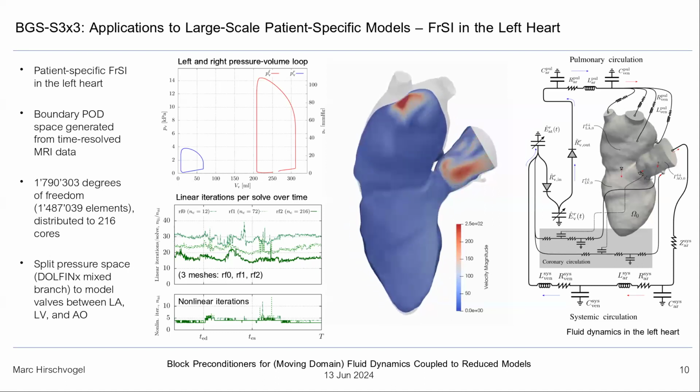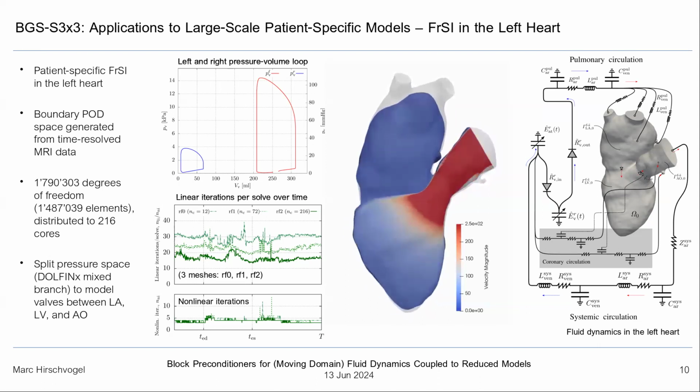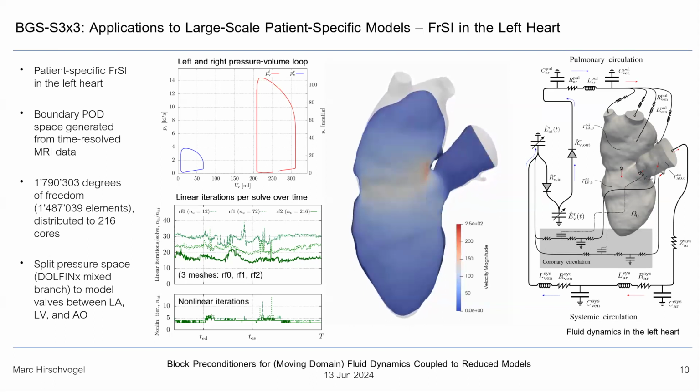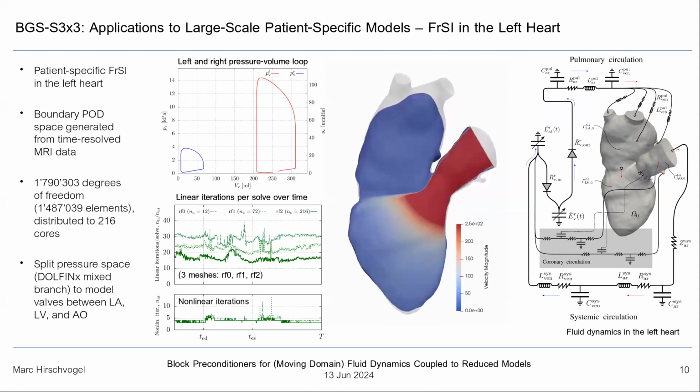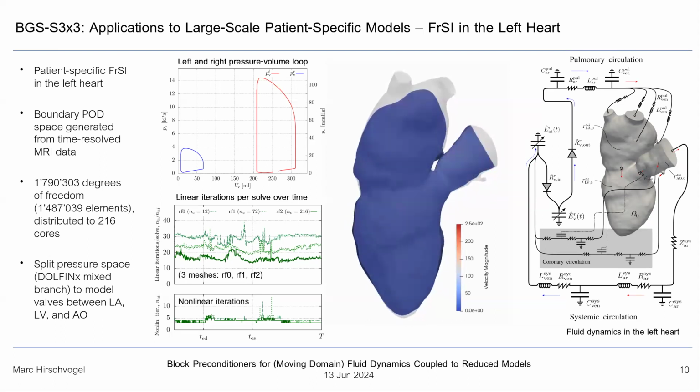This also works nicely. There I actually made use of Joe Dean's mixed Dolphin X branch, because I want to model these valves, and I just split my pressure space only at these valve planes, and I can sort of model a discontinuity there also. And you see that the solver performs also very, very well. Even for the very fine mesh, you actually get fewer linear iterations over time compared to a coarser mesh. So it behaves pretty nicely for further refinements.